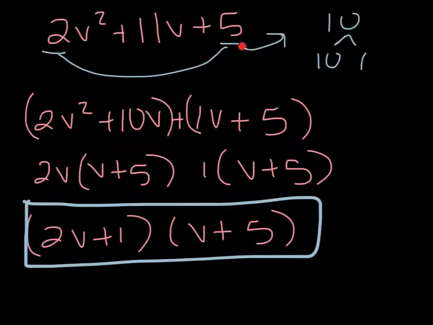So the original problem for this one was 2v squared plus 11v plus 5. And so 2 times 5 equals 10, and two numbers that multiply to 10 but add to 11 are 10 and 1. And so what we did was we wrote it out fully before we drew the parentheses. So it was 2v squared plus 10v plus 1v plus 5. And then from this original, we pulled out a 2v, and that was left with v plus 5. And then from this original, we pulled out a 1, which also left us with v plus 5. And then we grouped these two terms, and it was 2v plus 1, and then the v plus 5.